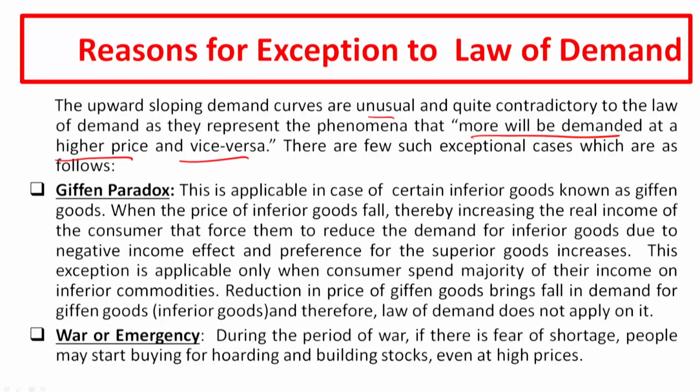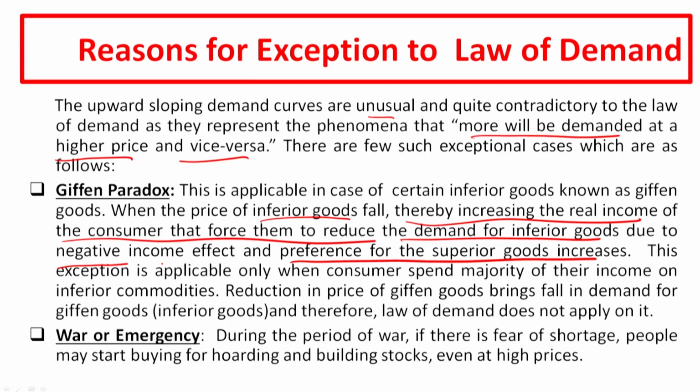There are a few such exceptional cases, which we are going to discuss. The first is the Giffen paradox. This is applicable in the case of certain inferior goods known as Giffen goods. When the price of the inferior goods falls, thereby increasing the real income of the consumer, that forces them to reduce the demand for inferior goods. Due to the negative income effect, the preference for superior goods increases. So, Giffen paradox: when the price falls, the demand for that product also falls.